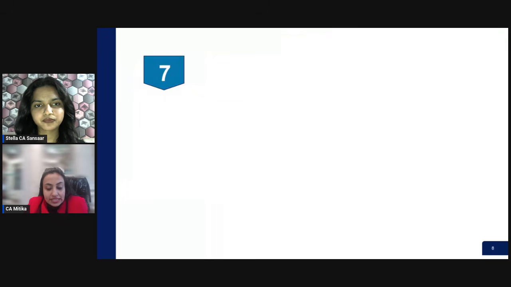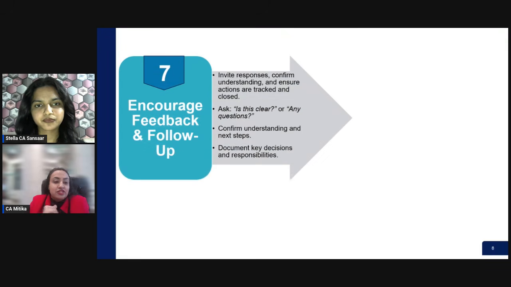Let's go to rule number 7, which is encourage feedback and follow ups. So, always be open to feedback and consider it constructive. It is a person's viewpoint, but it should be up to you how you take it. So always keep your feedback and criticisms positive. These are always your points of growth. So always invite responses, confirm understanding, and ensure actions are tracked and closed. Always ask, is it clear, or are there any questions?